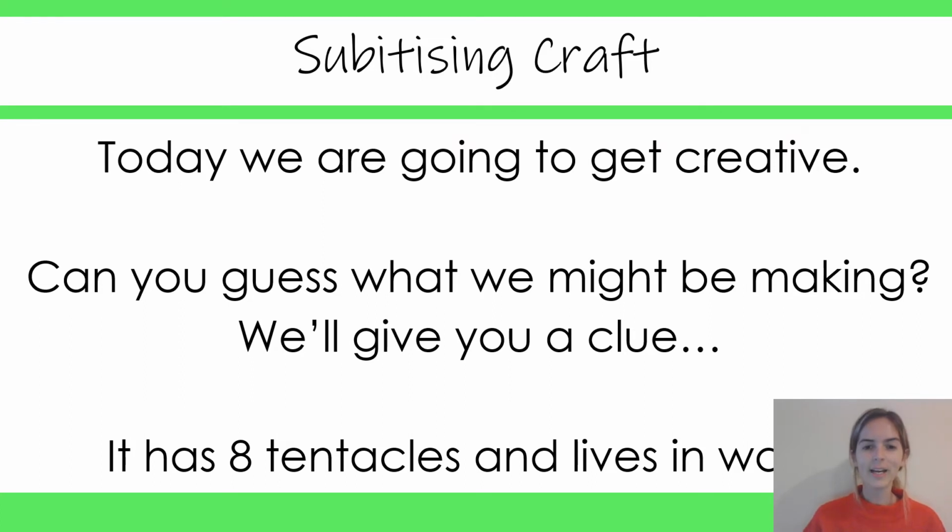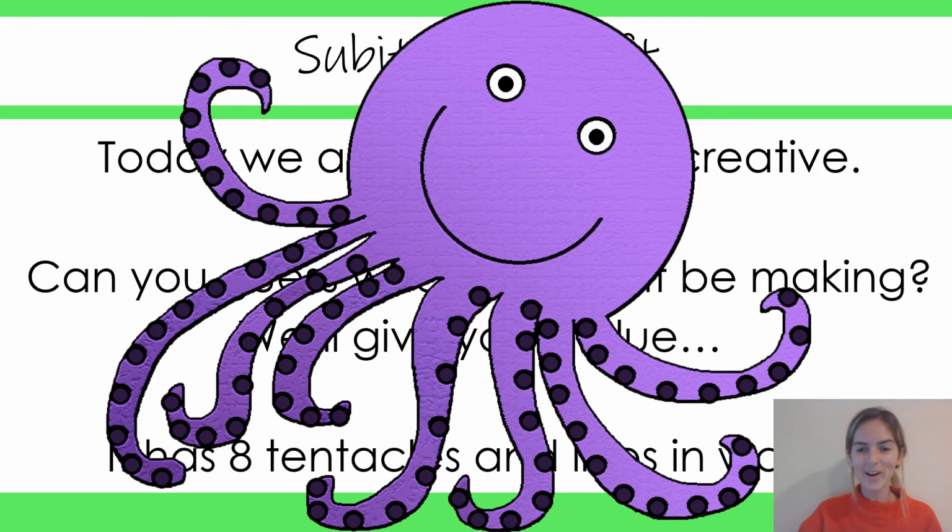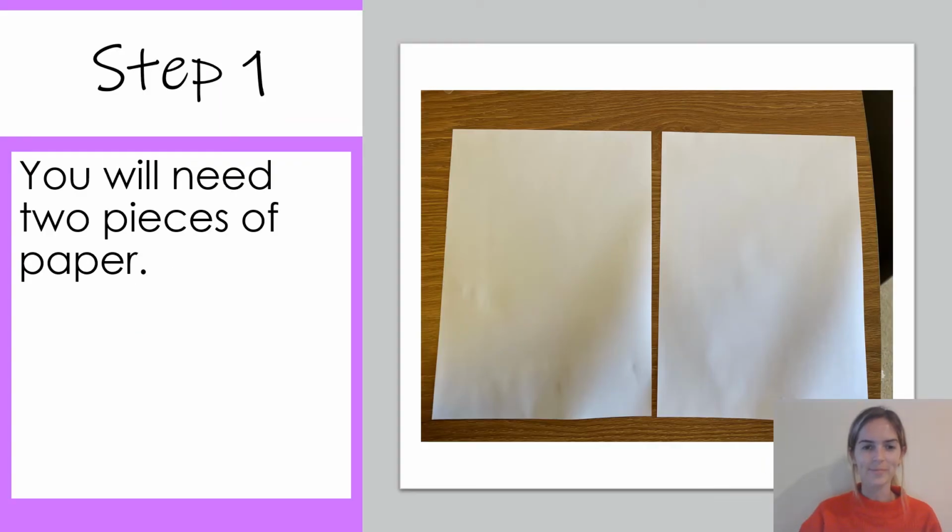Now, today we are going to get creative. Can you guess what we might be making? We'll give you a clue. It has 8 tentacles and lives in water. What do you think that is? What has 8 arms? It's an octopus. Okay, take a look at what we're doing.